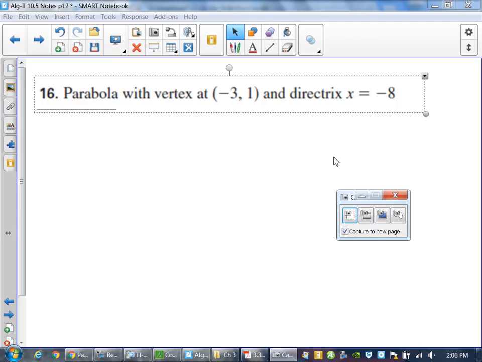The directrix is always the opposite of p. Okay? Your directrix is always the opposite of p, and since I went to the left, it was negative.